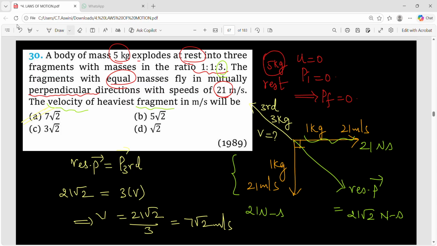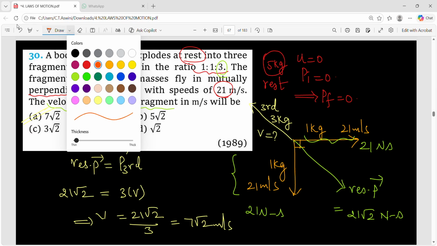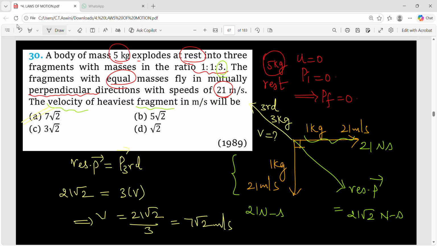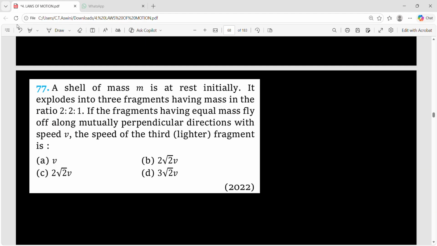Clear? Very easy. See, you can see how many times this model of question is being asked. So practice it thoroughly. Okay.